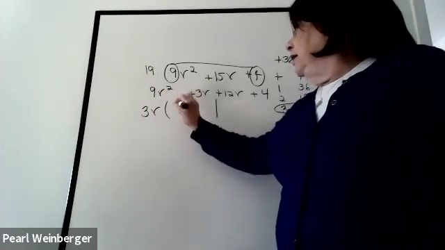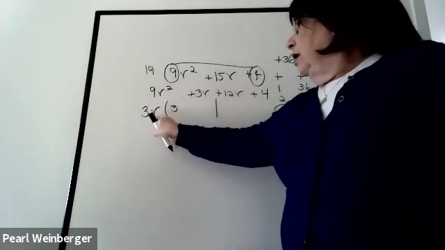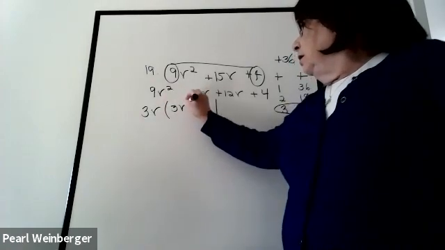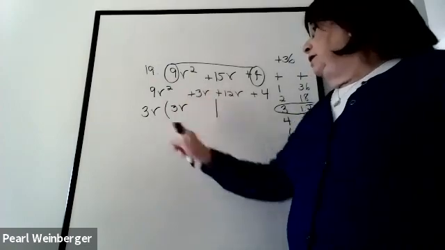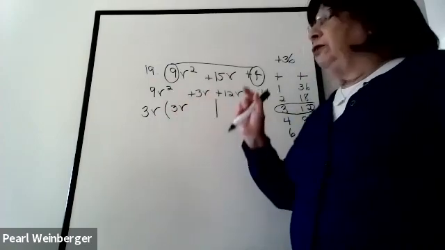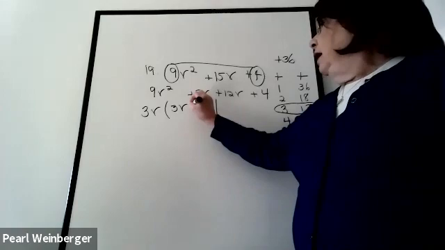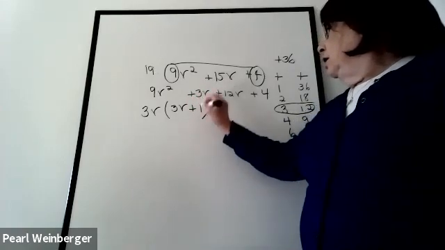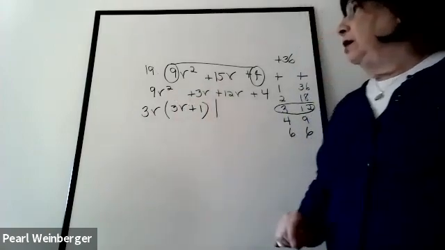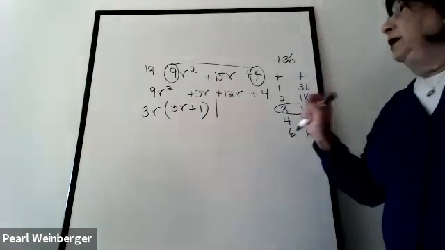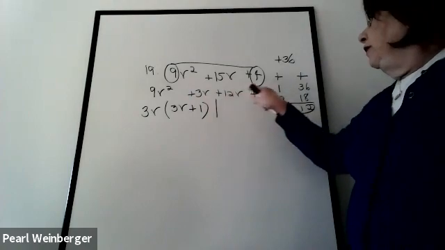3 into 9 is 3. R into r squared is r. 3 into 3 cancels. R into r cancels. Remember, if everything cancels out, it means it's a 1. So my first group is 3r parentheses 3r plus 1. I go to my second group. It's plus 12r plus 4.